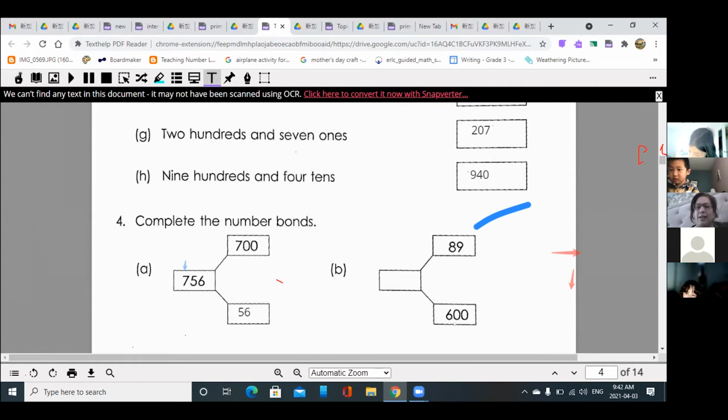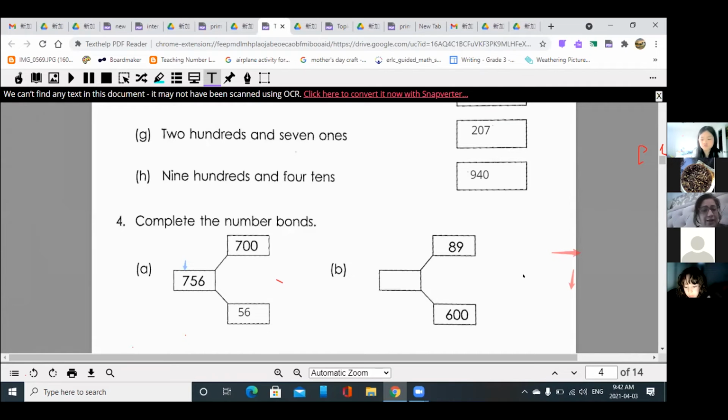Okay, let's try another one. Now, this is going to be a little tricky. Why? Because someone's making blue streaks on my screen. No, thank you. Boys and girls, let's do this. 89 and 600. Now, I'm going to tell you something that's going to make it tricky for us, and I'll tell you why. The big number, the big amount wasn't given to you. They've just given you the 2 parts.